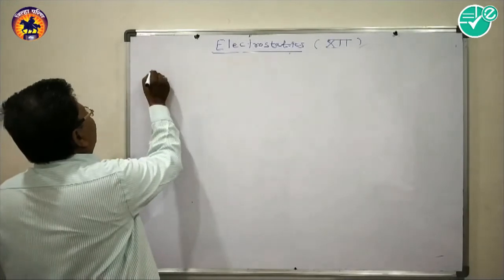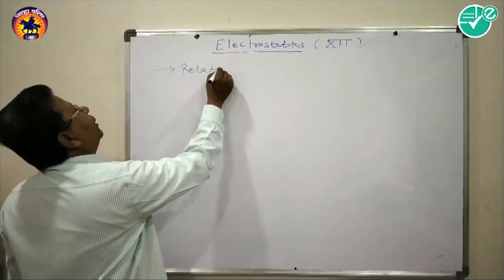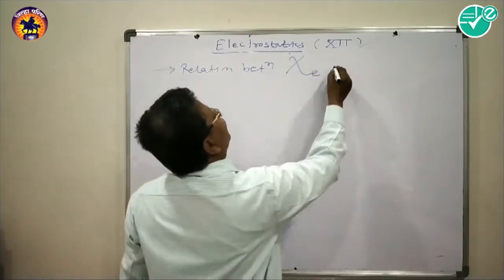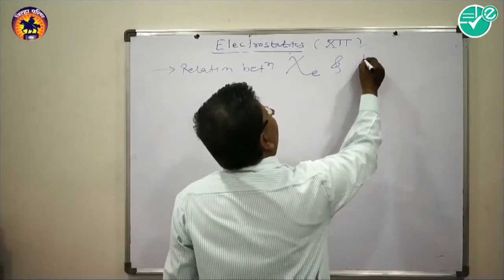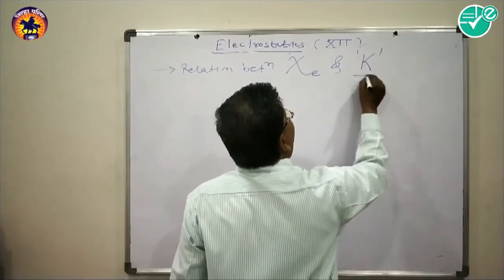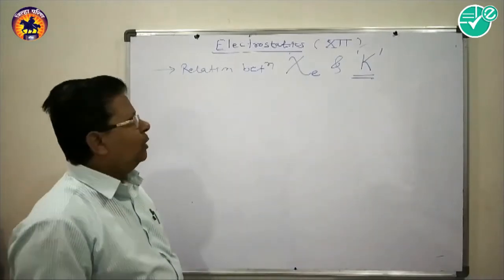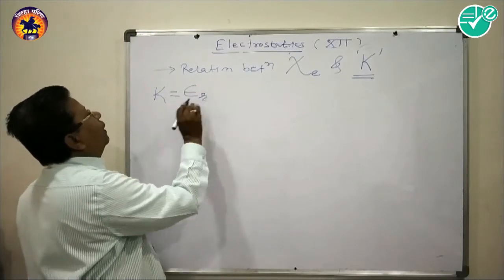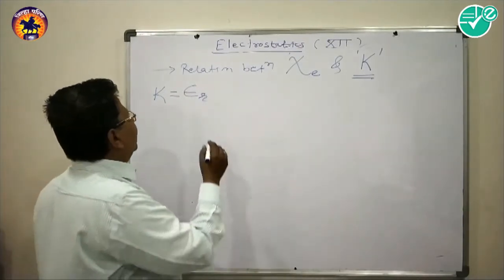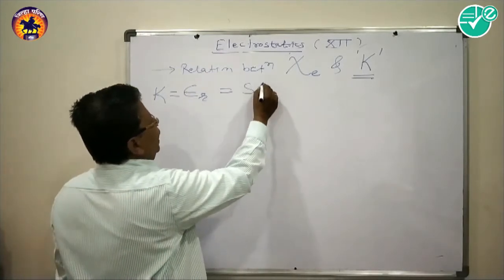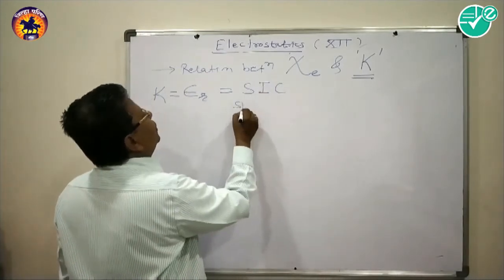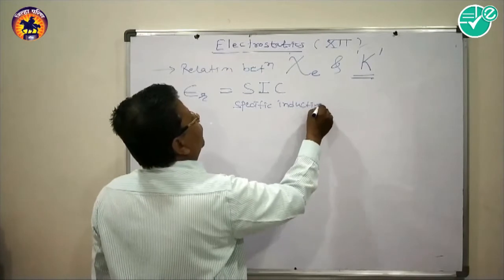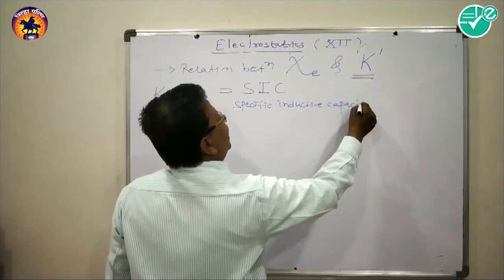So the relation between the electrical susceptibility and dielectric constant of the medium K. This dielectric constant is also called relative permittivity, and it is also called specific inductive capacitance, SIC.